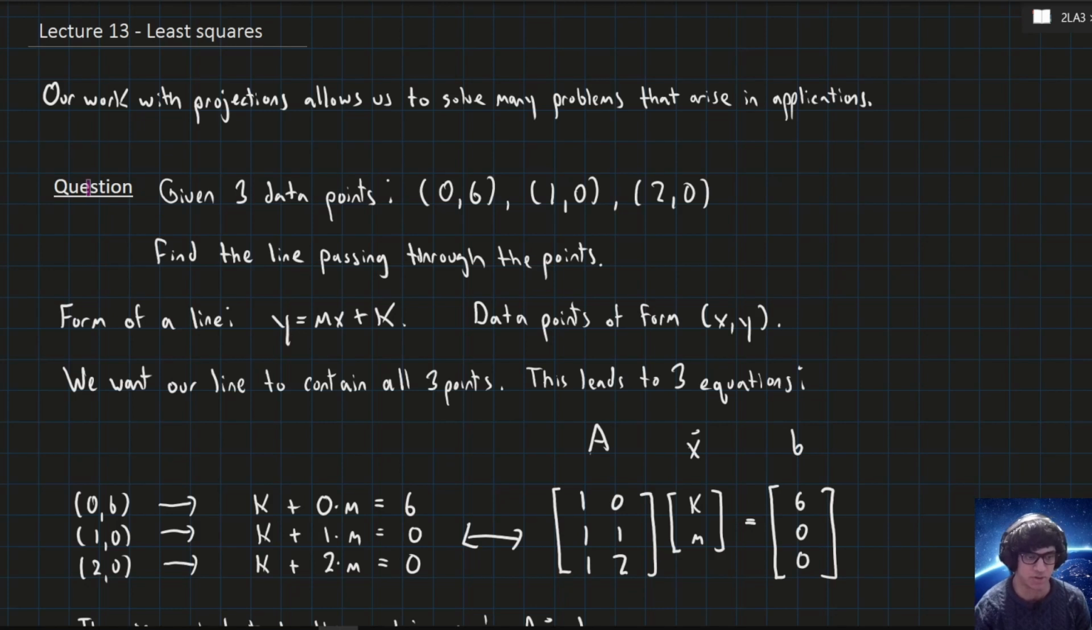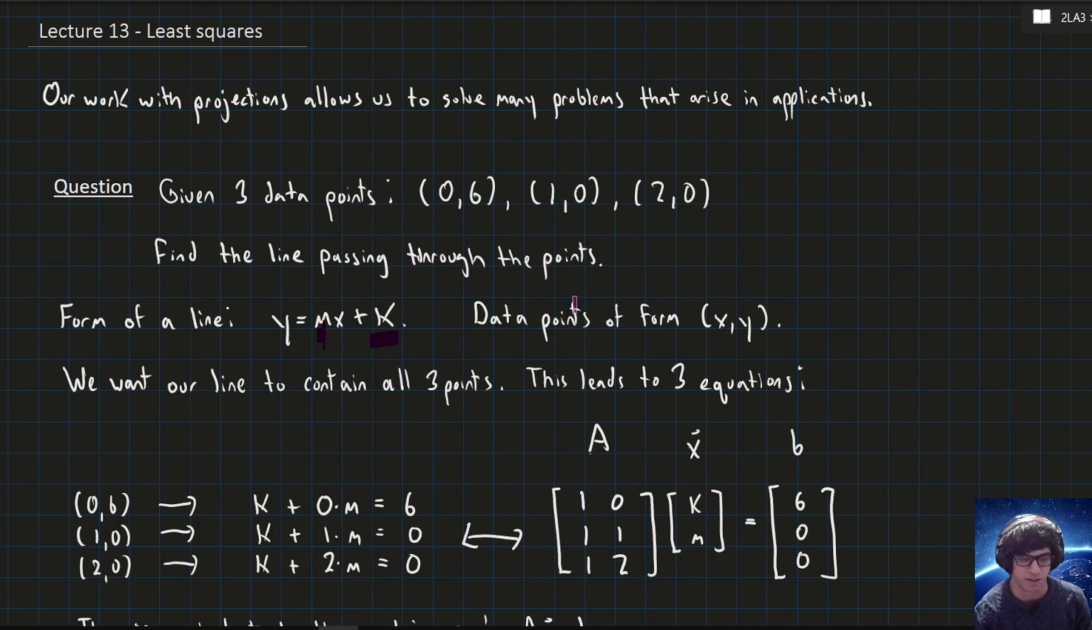So here's a question. Let's say we're given 3 data points: (0, 6), (1, 0), and (2, 0). Our task is to find the line passing through these points. This is the form of a line, as we'll take it: y equals mx plus k. So m is the slope, k is the intercept.